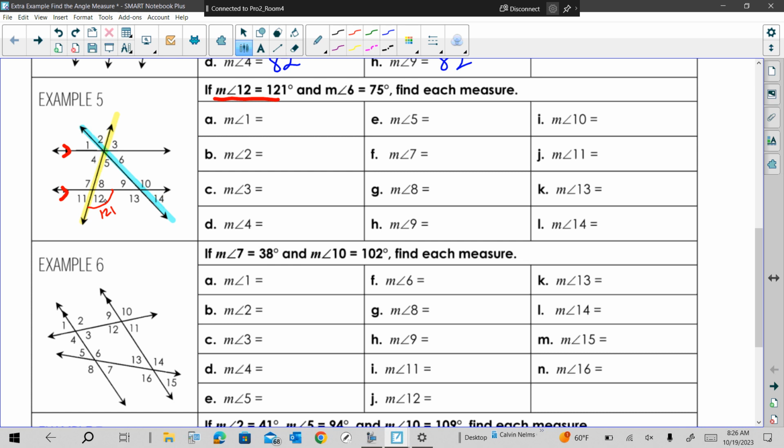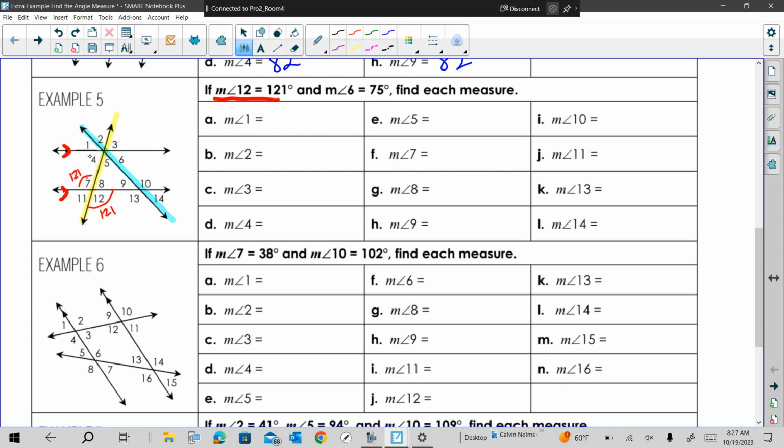Which is the easiest one to do? 7. Yeah, 7. Why 7? It's vertical. Okay, so we're going to put on the diagram 121. Now, the only other angles that are made with this yellow transversal and the parallel lines are 11, okay, and 4. Does anyone see that? We want a yellow and a black line. We don't want a yellow and a blue. We don't want a blue and a black. Okay, we want the yellow line, which is a transversal, and the black.